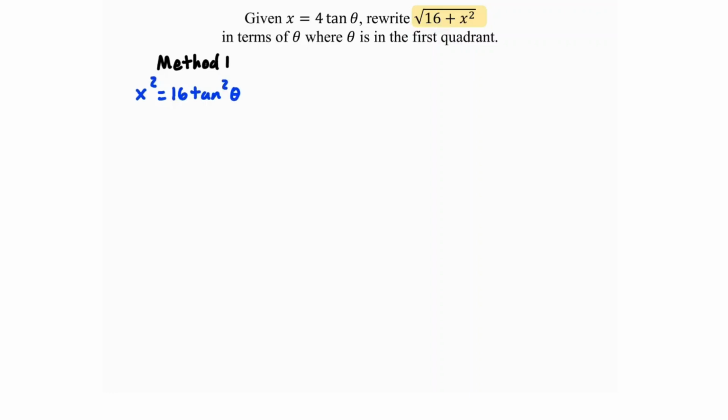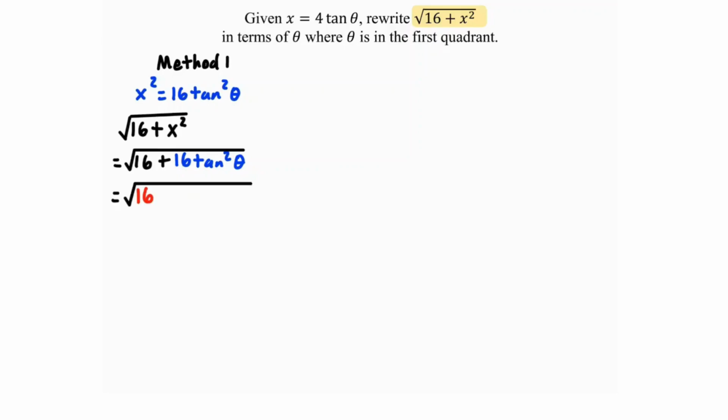And so we have x squared equals 16 tangent squared theta. And now let's substitute into the square root of 16 plus x squared. We'll substitute in. This is what we get. We'll notice there's a 16 plus 16 tangent squared theta. They both have a 16 common, so let's factor it out. And we have the square root of 16 times the quantity, 1 plus tangent squared theta.